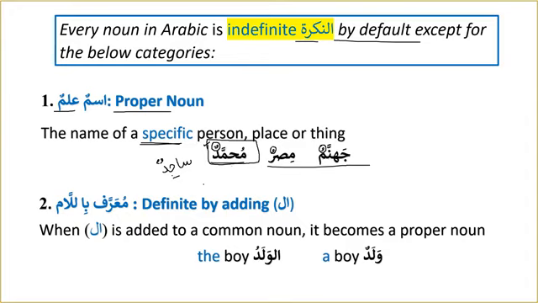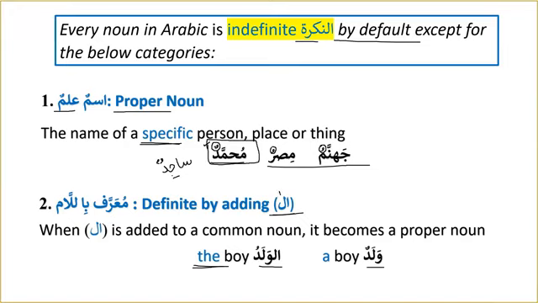All right. The second one is mu'arraf bil lam. What is mu'arraf bil lam? I told you earlier, but this is now in Arabic. So, definite by adding al. Very simple. When a common noun, for example, waladun, which means a boy, is a common noun, but when we add al with that, then it becomes the boy. Al waladu, the boy. So what do we call that? Mu'arraf bil lam, that it has been made definite by adding lam only.